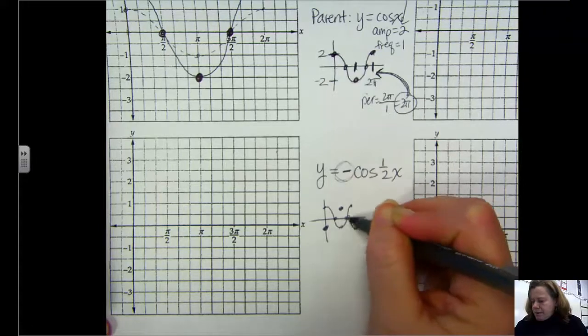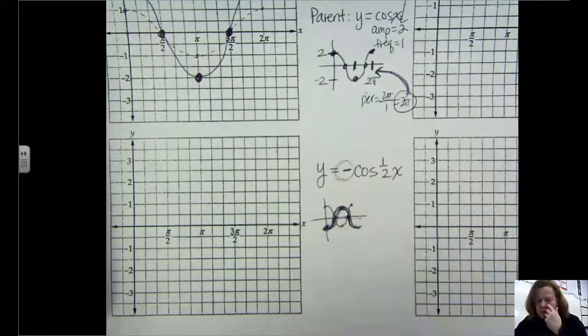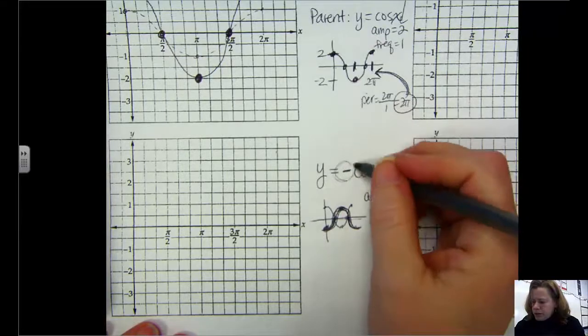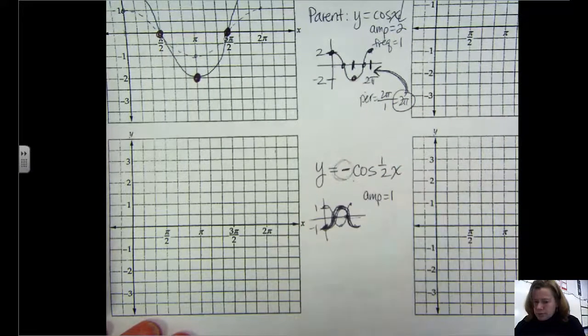this guy. It's truly my parent now. The amplitude is 1, not -1. Height is 1. The negative is the reflection. So it still peaks at 1 and valleys at -1.